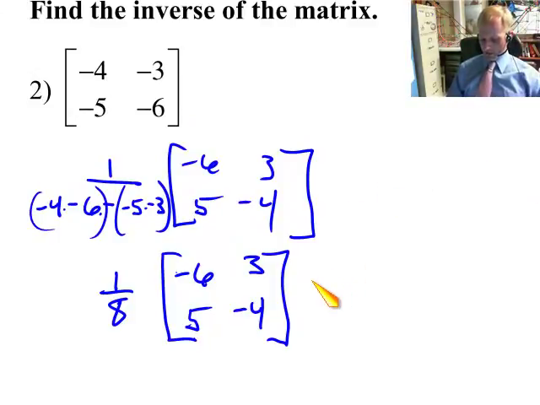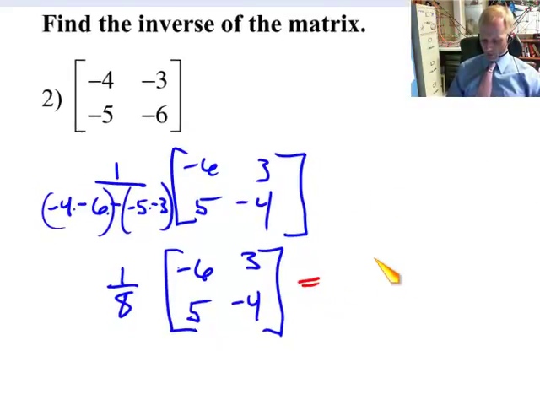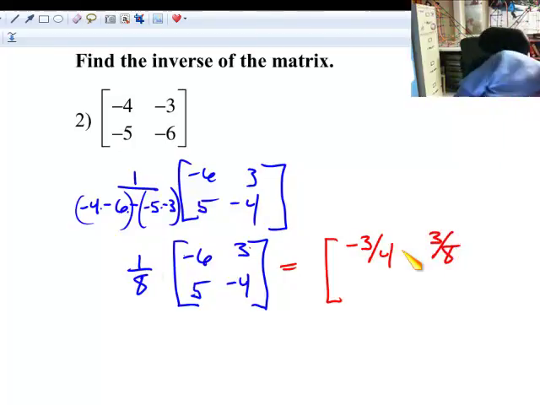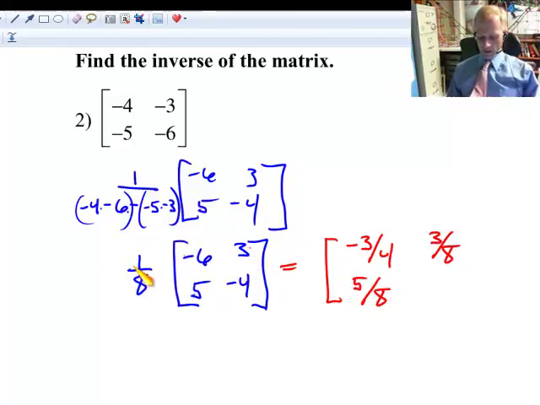So I'm going to end up with, let's see, negative 6/8, which is negative 3/4, 3 times 1/8, which is 3/8, 5 times 1/8 is 5/8, and negative 4 times 1/8, that's negative 4/8, or negative 1/2. And that is my inverse.